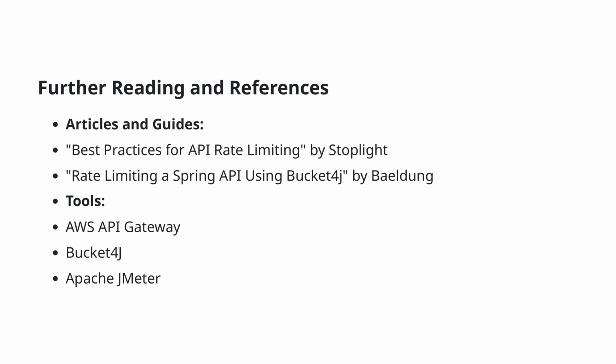As for tools, there are several that can facilitate the implementation of rate limiting. AWS API Gateway offers a robust suite of features for managing API requests at scale. Bucket4j is another excellent tool, particularly for those using Spring Boot, known for its efficiency and flexibility. Lastly, Apache JMeter can be useful for load testing and ensuring your rate-limiting policies are effective under stress. These resources should equip you with the knowledge and tools necessary to implement robust rate-limiting and throttling strategies, making your APIs more secure and scalable.